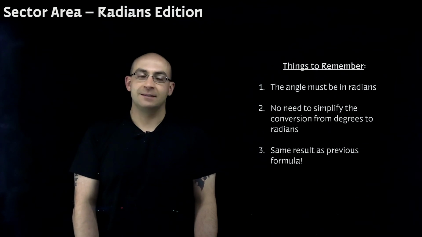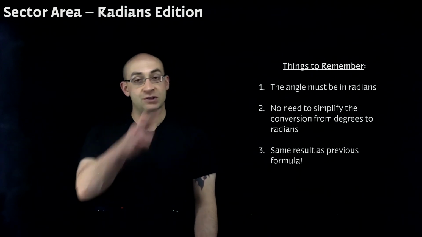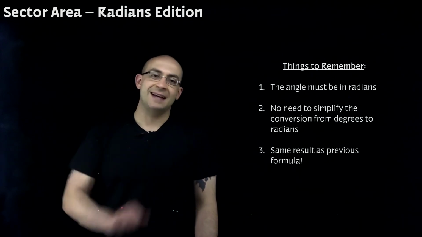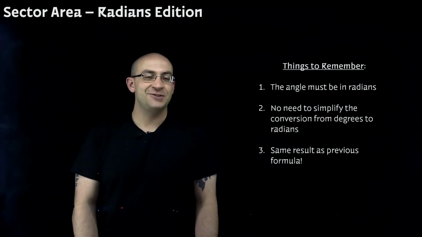Number 1, gotta have a radian measurement of our angle. Now again, we don't have to convert it all the way through in terms of simplifying, which leads us into 2. We can just put it as is and then multiply it out. And then again, same exact formula, just new and improved.